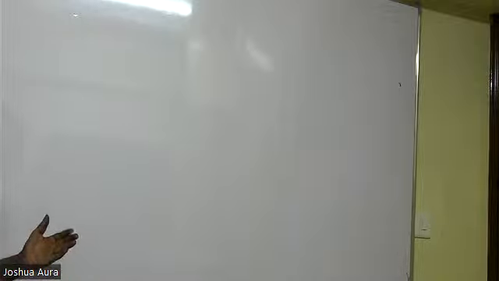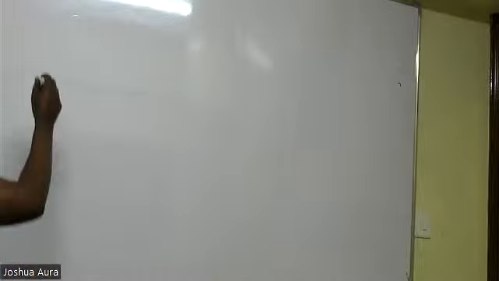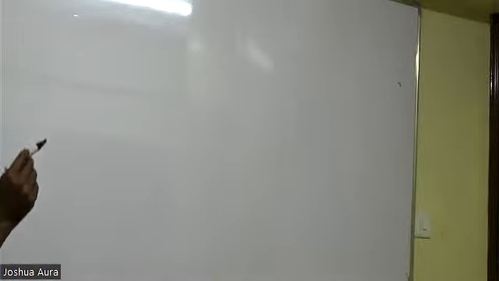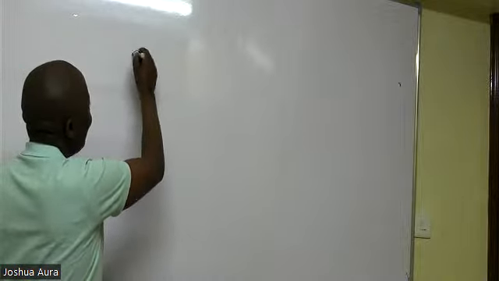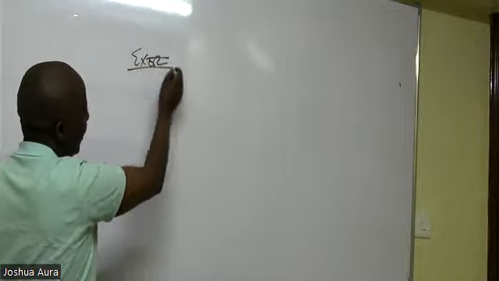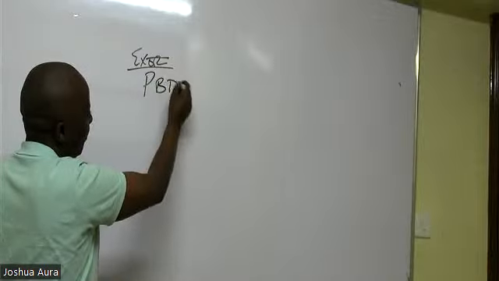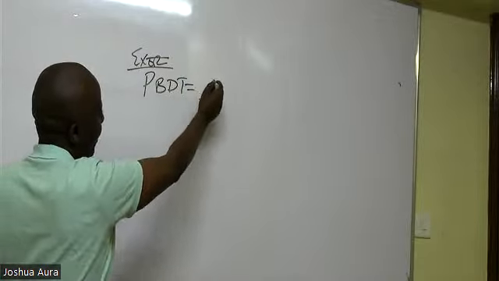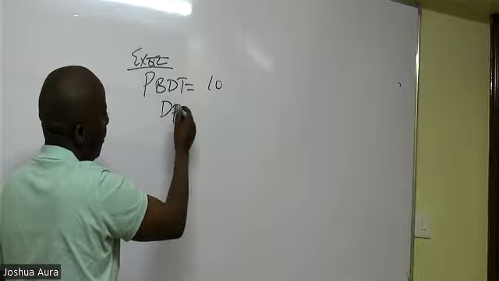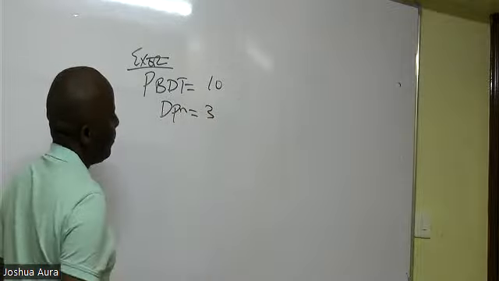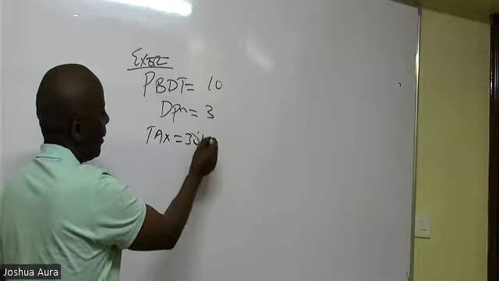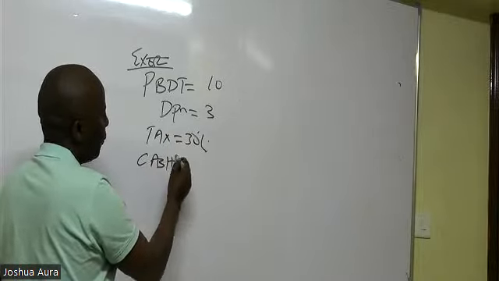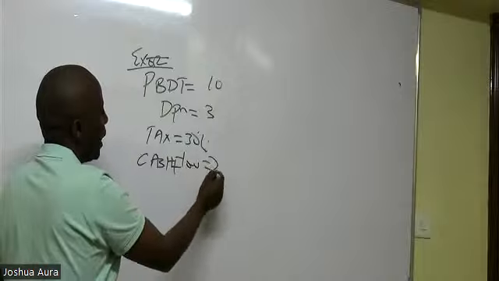Now, ladies and gentlemen, if, for example, you are given this, these are basically exercises to help you. You're given profit before depreciation and tax of, say, 10, and then they give you depreciation of, say, 3, and then tax is 30%. Could you kindly give me the cash flow?